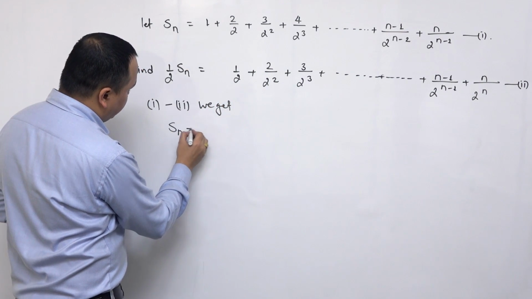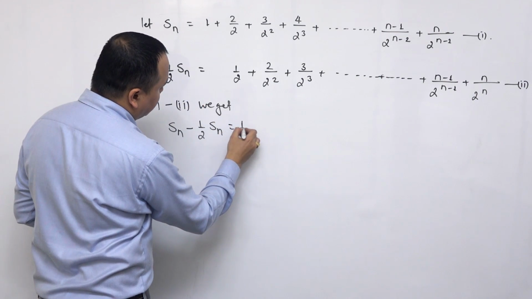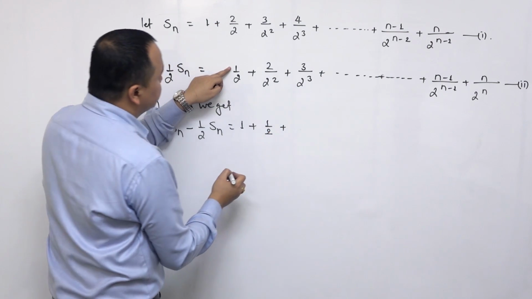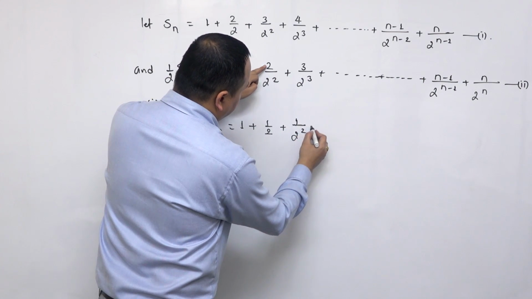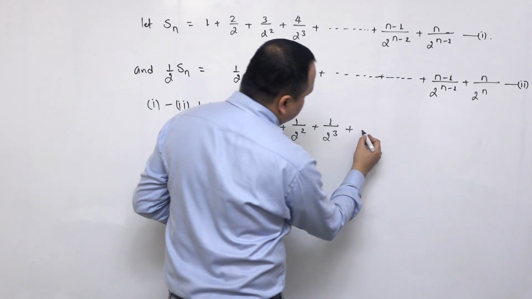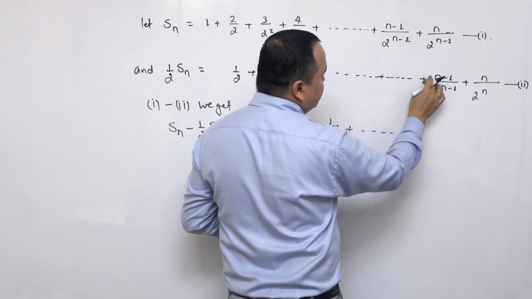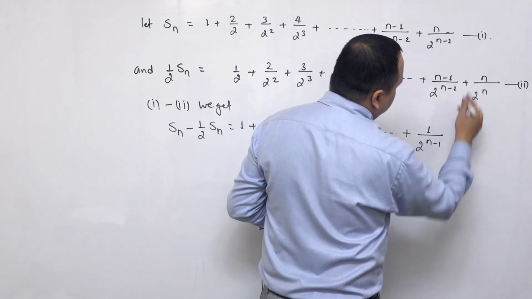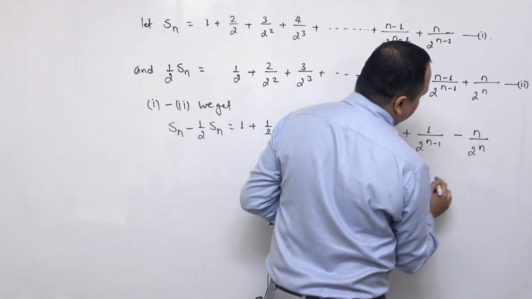Sn minus 1/2 Sn equals 1 plus 1/2 minus 1/2 (3 minus 2), then 1/2 squared (4 minus 3), then 1/2 cube, plus up to n minus 1 and n cancel, 1/2 to the power n minus 1, here minus n upon 2 to the power n.